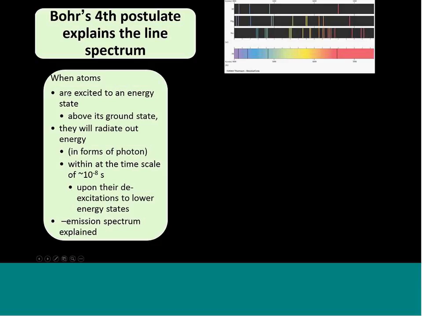Kalau di excited daripada n, contoh n equal to 3 turun ke 1, tu je. Okay. So ini dia cakap when excited, that's when dia lompat ke tangga yang lebih tinggi above its ground state. So radiate out energy. So dia akan membebaskan tenaga dalam bentuk photon with time scale 10 kuasa negatif 8 second, from the excitation to lower energy state.